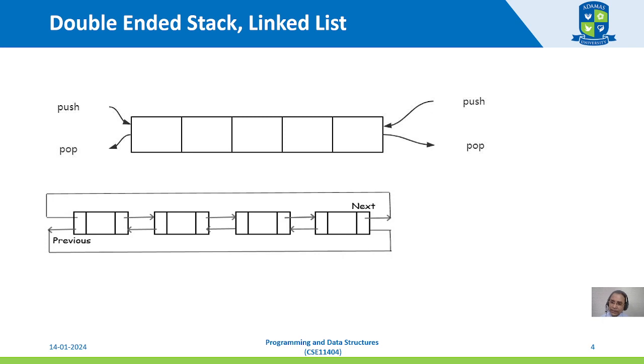Also we can implement a double-ended queue. When we talk about the double-ended queue, we have seen in the queue that enqueue is performed from one side and dequeue is performed from another side. Now we can perform both enqueue and dequeue from both the sides. That is the double-ended queue.